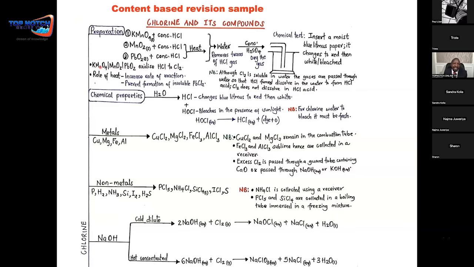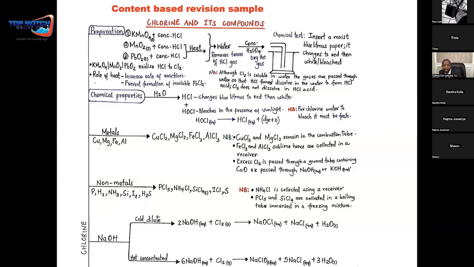The role of potassium manganate(VII), manganese(IV) oxide, or lead(IV) oxide is to oxidize HCl to chlorine gas. The role of heat is to increase the rate of reaction and also prevent formation of insoluble lead(II) chloride, because lead(II) chloride is soluble in hot water. So when it is heated, we cannot get formation of insoluble lead(II) chloride. Those are some of the points that are not captured in books. So it is important for you to understand, because I think some students have been asking themselves how we prepare chlorine gas using concentrated hydrochloric acid and lead oxide, whereby one of the products is the insoluble lead(II) chloride. Heat. Lead(II) chloride is soluble in hot water. So that is one of the roles of heat there.